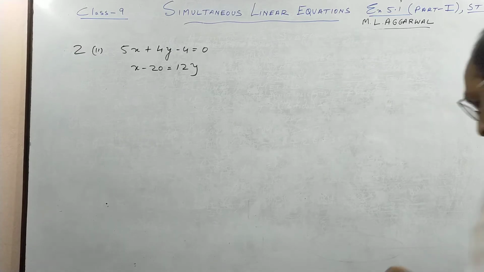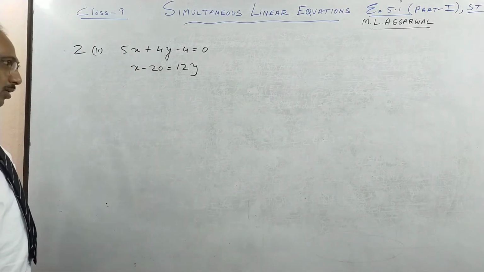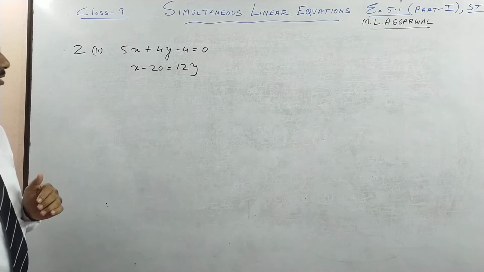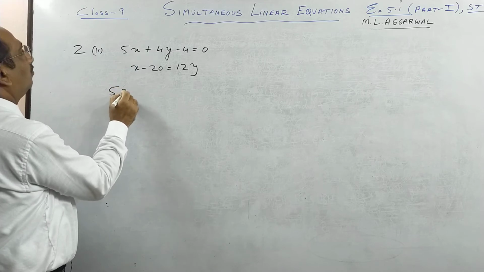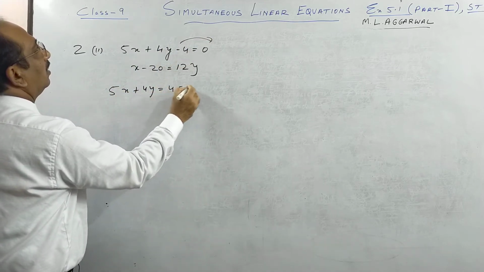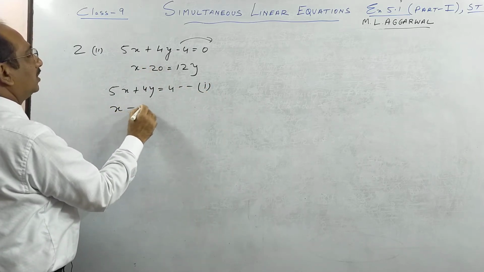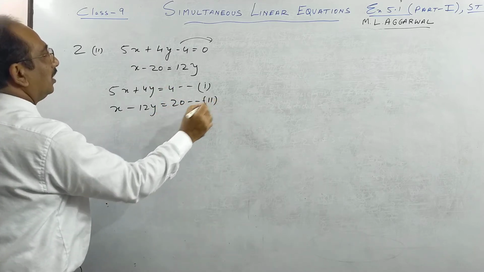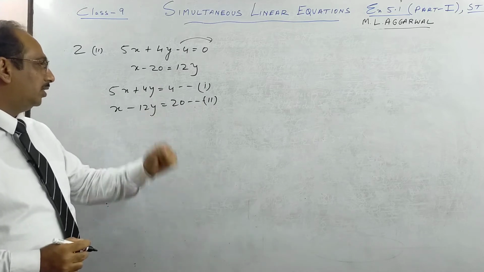So we move on to question 2 part 2. Before we start using the substitution method, we will first make it in this form. So take 4 to that side. This becomes my equation 1. For the x one, bring 12 to this side and 20 goes to that side. It becomes equation 2. Generally what we do, children, is x, y equal to a number.